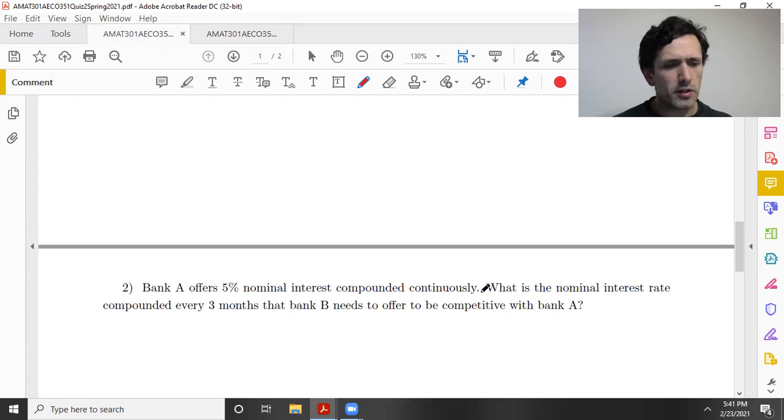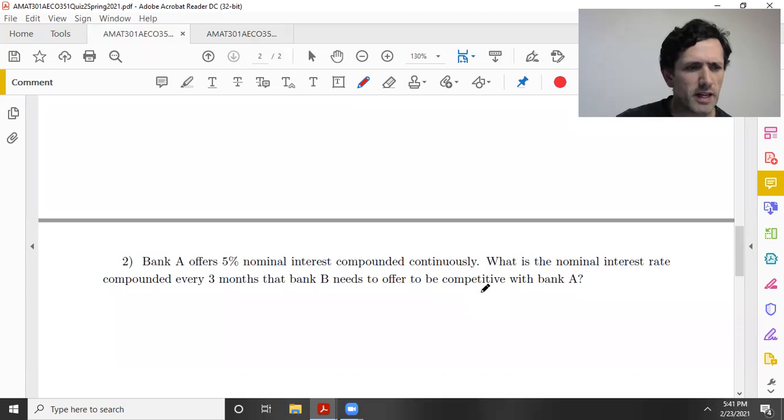All right, so I'm here, so why don't I just do this problem? The two in the different versions were a little bit different, and I think just as many people got one correct as two correct. I think two is much easier, so I was a little surprised at that, but it's all right. I do like these kind of problems, so definitely need to get comfortable with nominal interest and really understand what's going on. Anyway, Bank A offers 5% nominal interest compounded continuously. What nominal interest rate compounded every 3 months does Bank B need to offer?